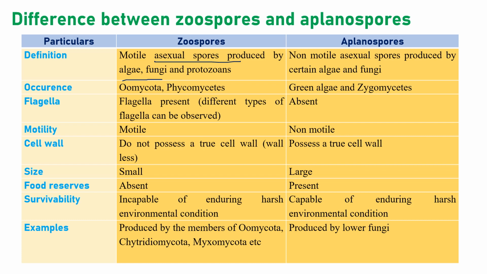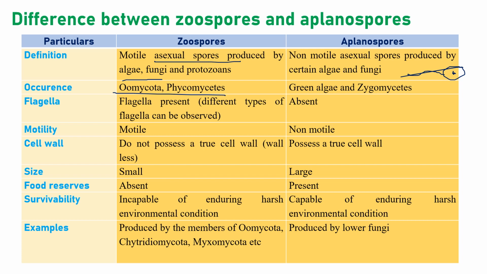Fungi like Plasmodiophora, Chytridiomycota, and Myxomycota generally produce these zoospores. Aplanospores means very simple. They are spores with no flagella. So if flagella are present, we call it a zoospore. If there is no flagella, we call it an aplanospore.